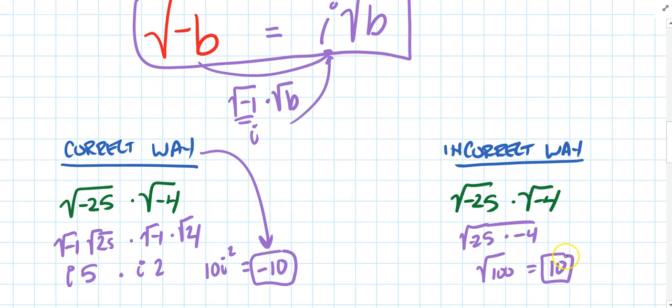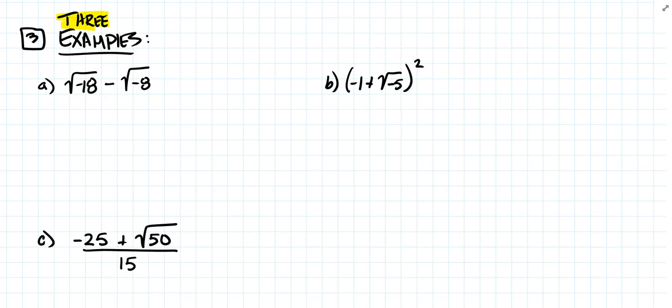Well, that is incorrect. The reason that's incorrect is because it totally ignores the fact that there is a square root of a negative number in there, and this is highly wrong, and a lot of students make this mistake. So make sure that you address the answer using i's whenever there's a square root of a negative number. Okay, let's do 3 examples together.